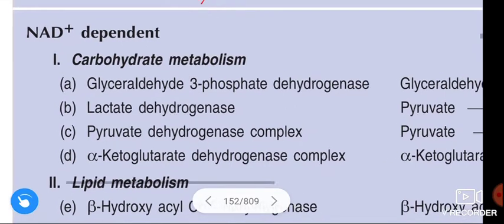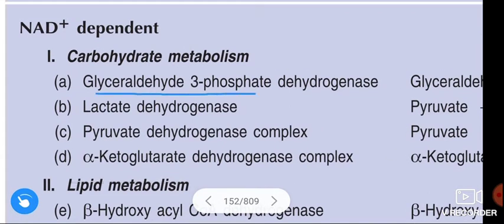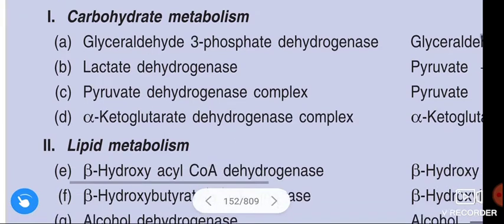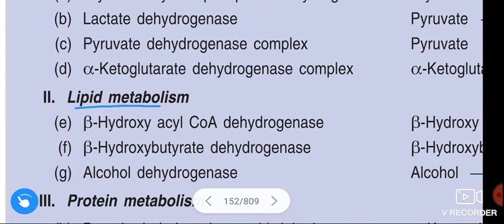See once again, enzymes of carbohydrate metabolism that depend on NAD plus: glyceraldehyde 3-phosphate dehydrogenase, lactate dehydrogenase, pyruvate dehydrogenase complex, alpha-ketoglutarate dehydrogenase complex. Next, lipid metabolism, enzymes of lipid metabolism that depend on NAD plus.